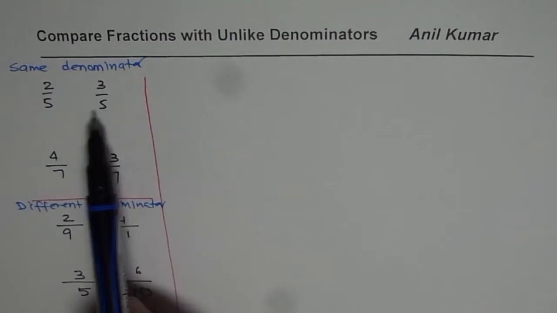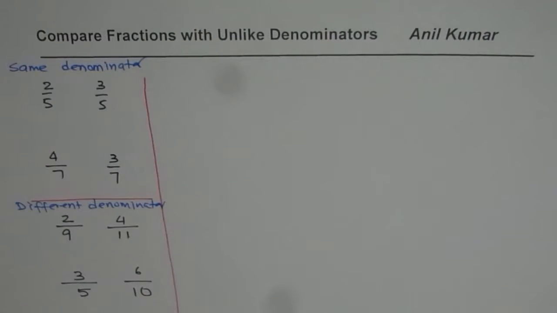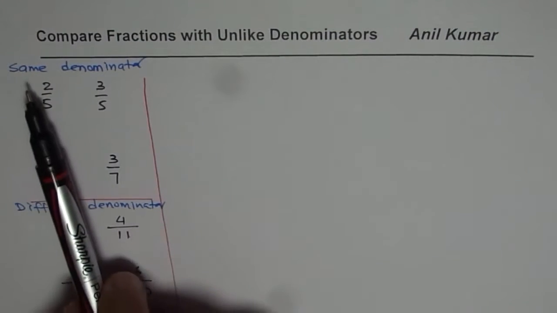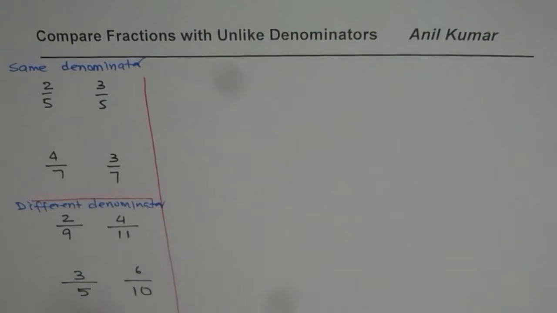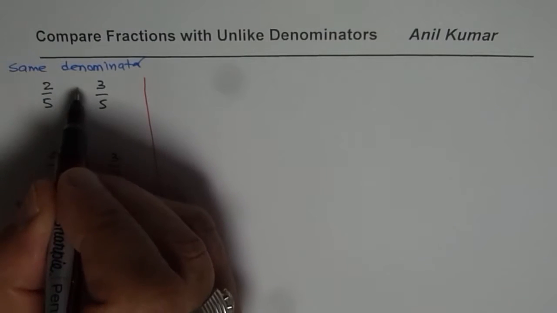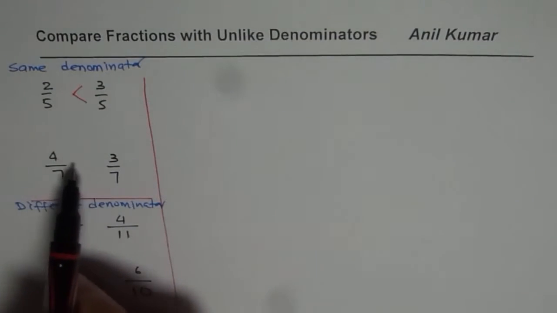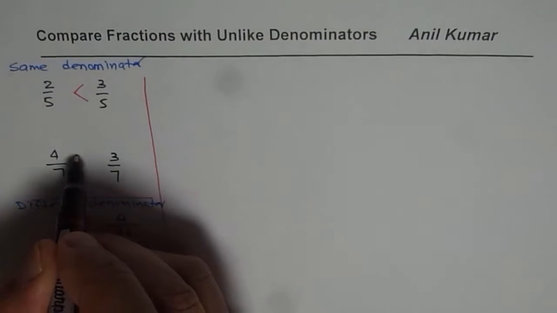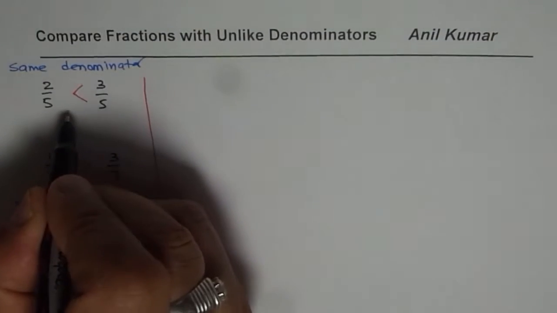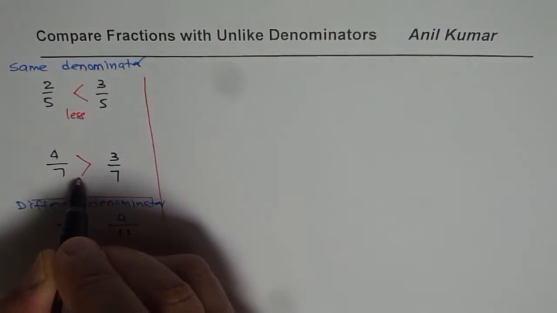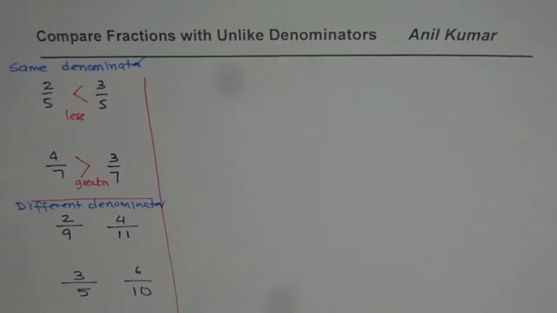Now, when the denominators are the same, it is very easy to compare. Just compare the numerators. It's so easy. So 2 over 5, 3 over 5: 2 is less than 3, and therefore 2 over 5 is less than 3 over 5. We have the symbol for less than. 4 and 3, if you compare, 4 is greater, so we will write the greater than symbol. These are the symbols used for less and greater.